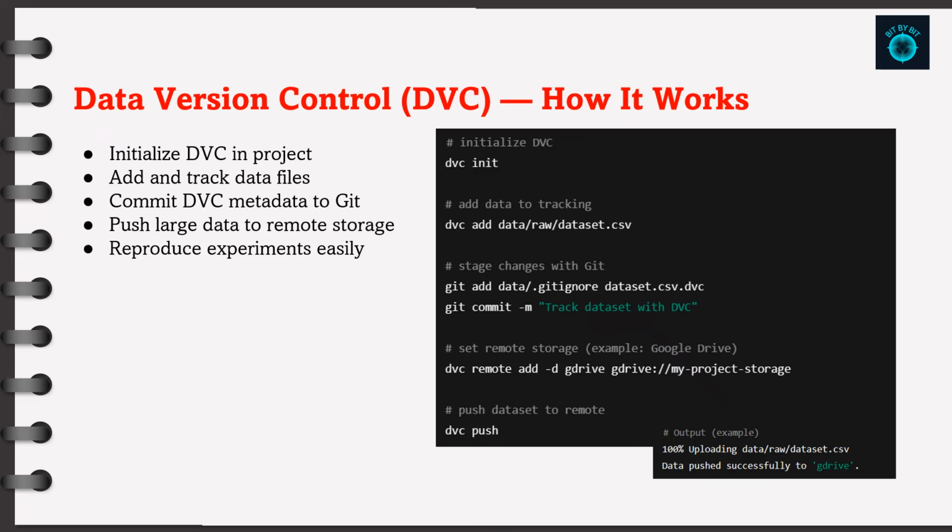From now on, any team member can clone the project and simply run dvc pull to download the same dataset version. This keeps data and experiments synchronized without bloating the Git repository. In short, dataset.csv.dvc is the lightweight tracker file, and data/.gitignore prevents large data from entering Git. Together, they make DVC efficient and perfectly compatible with version control.